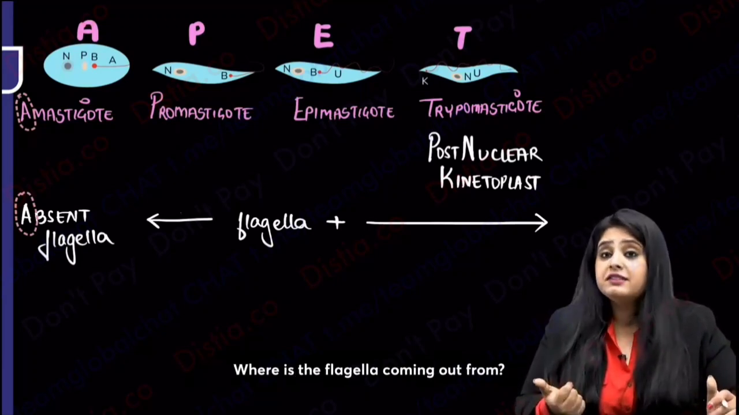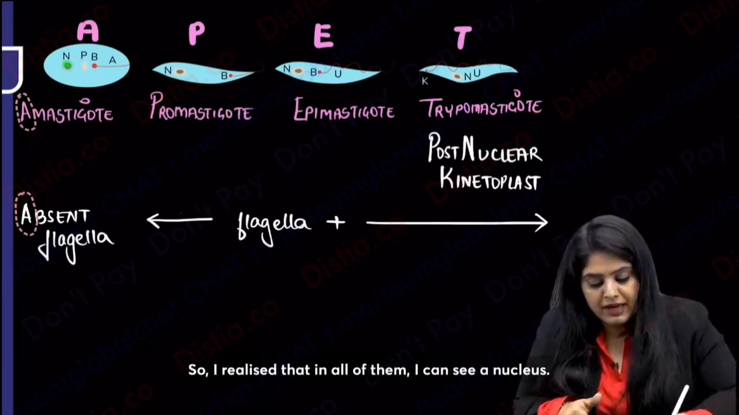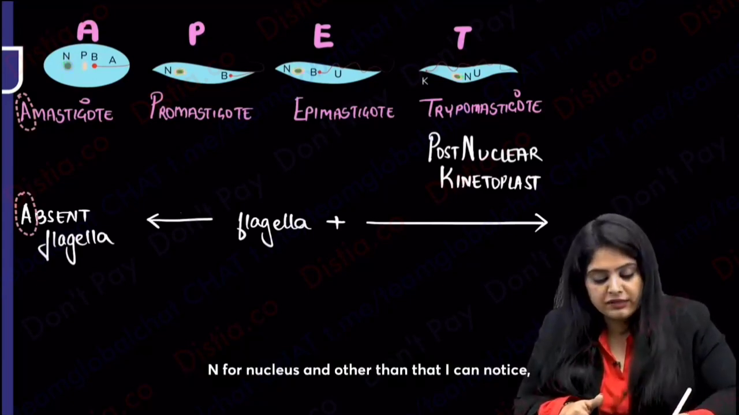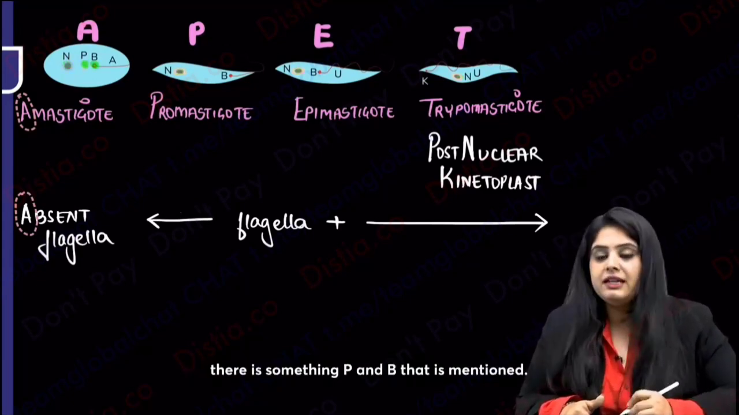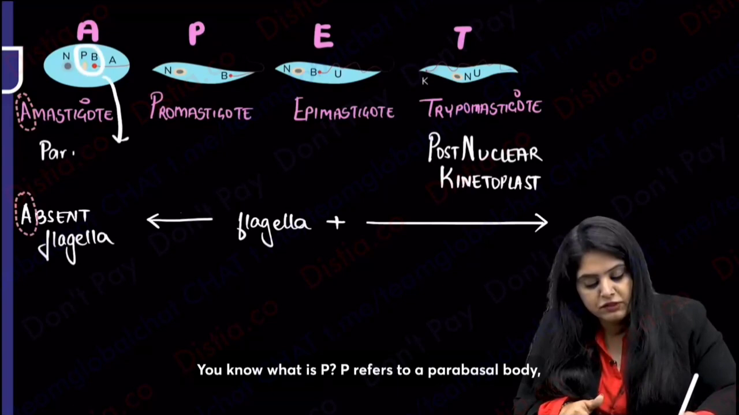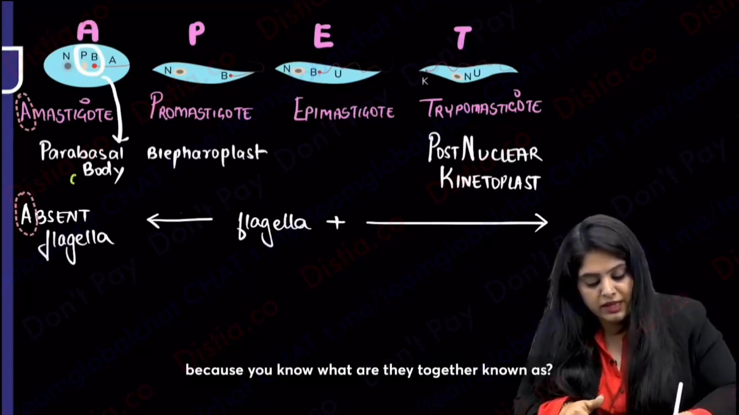Simple. Where is the flagella coming out from? So I realize that, okay, in all of them, I can see a nucleus. Okay, N for nucleus. And other than that, I can notice there is something P and B that is mentioned. So I want you guys to focus on this complex of P and B. You know what is P? P refers to a parabasal body and B refers to blepharoplast. Do you know what they are together known as?